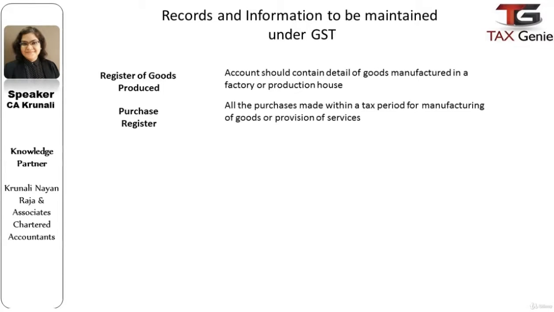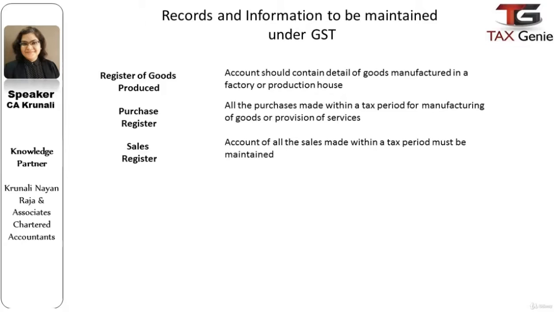Next is the purchase register. This should include the details of all the purchases made within a tax period for manufacturing of goods, provision of services, or for trading of goods. It should also include details like name and addresses of the suppliers, as well as the registration numbers and any other details in regard to the purchases.